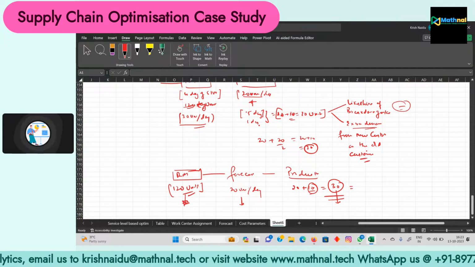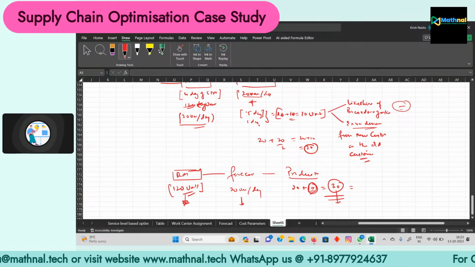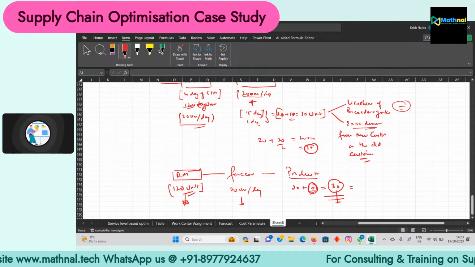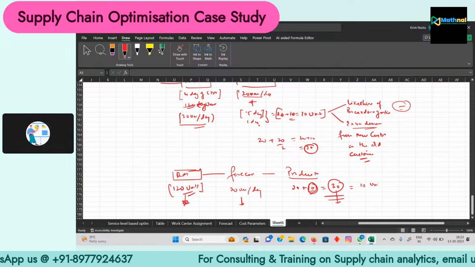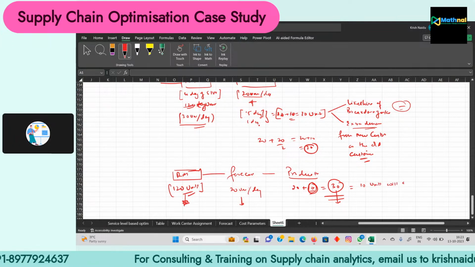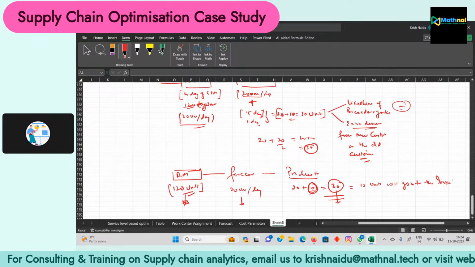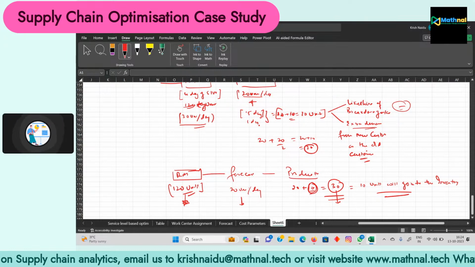So here, if these 10 units are not being consumed because of a breakdown, if there is no breakdown and no extra demand from the customer, then these 10 units will go into the inventory, right? So this is a scenario which we are taking into account.